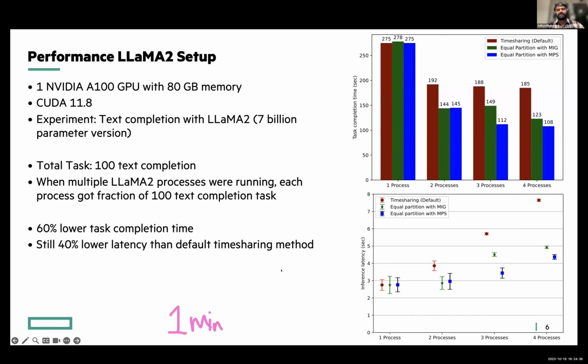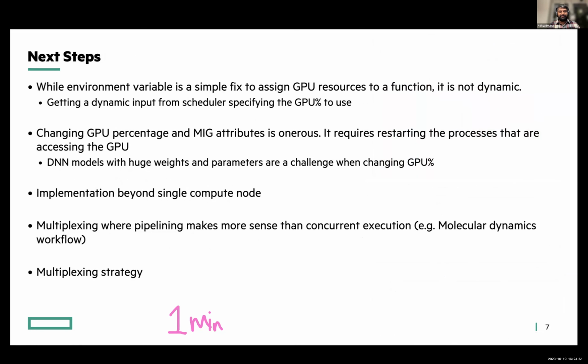Similarly, if you look at the latency, while running MIG and MPS you'll see a little bit of latency increase compared to time-slicing, which is the default. This project has very, very initial results. So there are many directions that we could go, which we will explore in the future. Currently this is very static: you put in a GPU percentage before something comes up, and then you're just living with it.